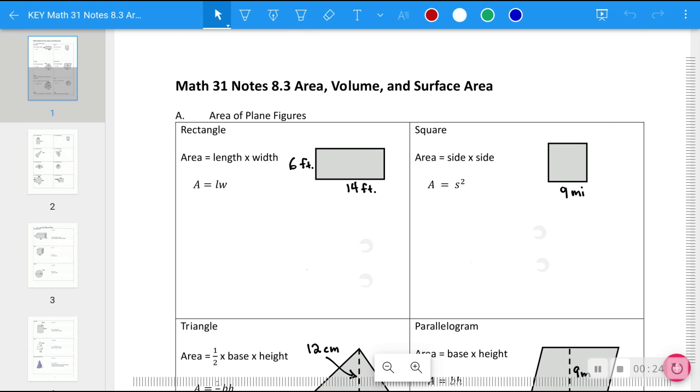Each of these boxes on the first page here has a separate formula, and you have to learn the shape values. This first one is a rectangle. And the area of a rectangle is very simple. You take the length times the width, and it'll give you the area. So in this case, it's going to be 6 times 14, which is 84. And the units for area are always square units, and you read it square feet.